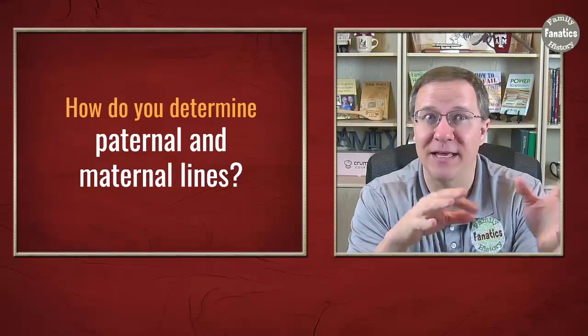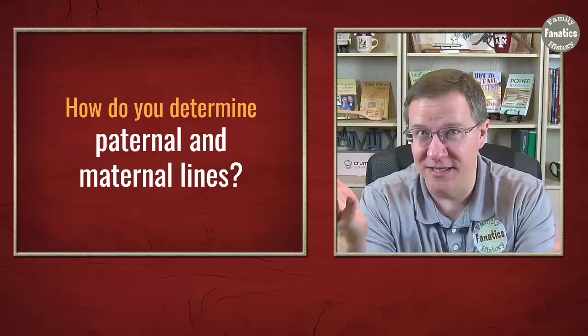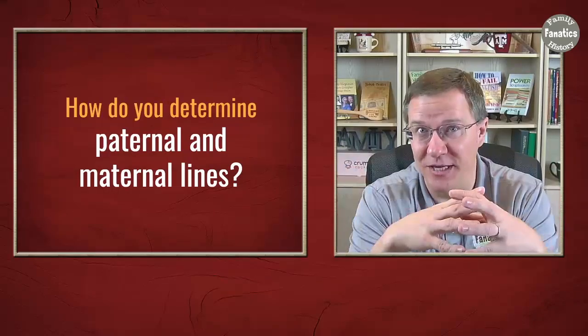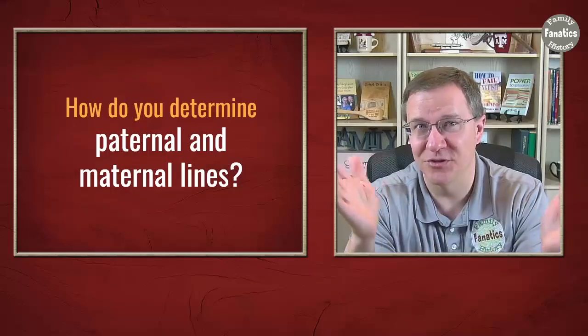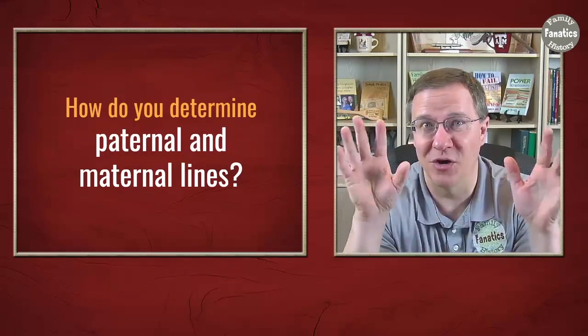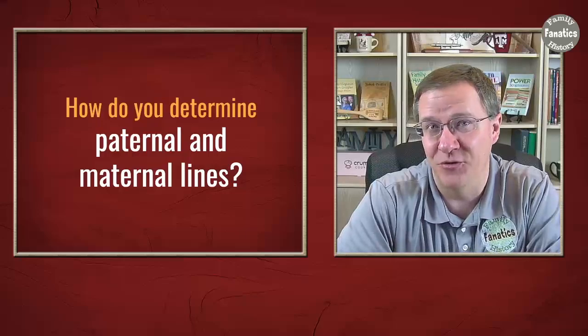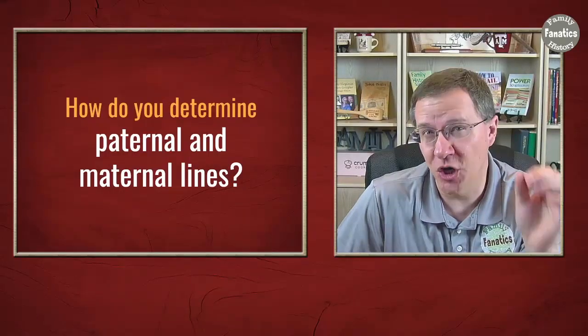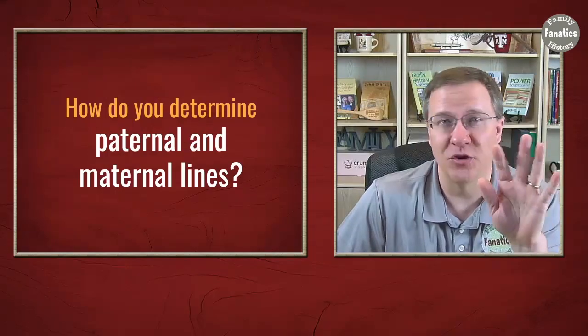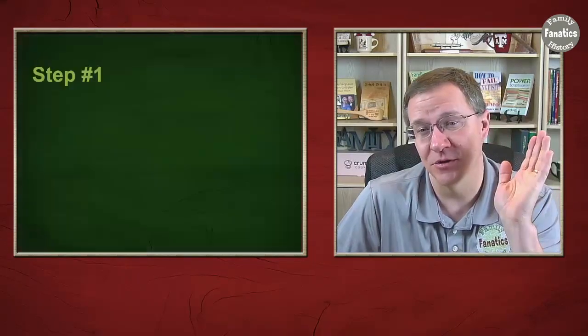If your family is endogamous on both sides of your family with the same population, it's going to be extremely difficult to separate out your maternal and paternal side simply because those matches are on both sides of your family tree. But let's look at a few simple steps to determine which of your matches fall on your paternal side and which fall on your maternal side.